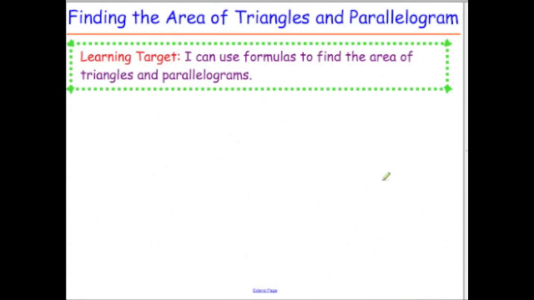Today we're going to be finding the area of triangles and parallelograms. Our learning target is I can use formulas to find the area of triangles and parallelograms.